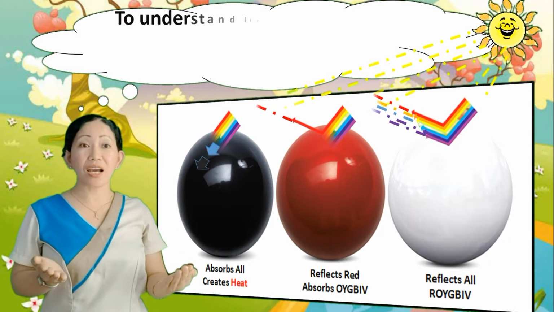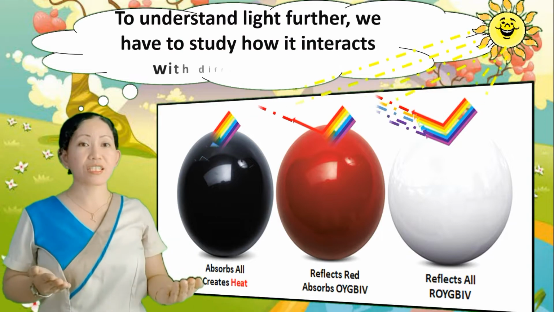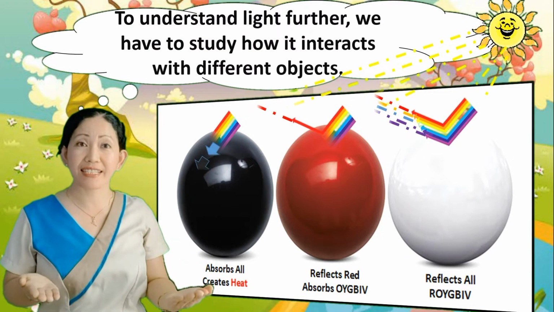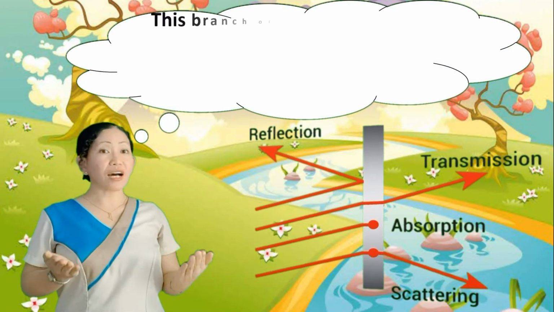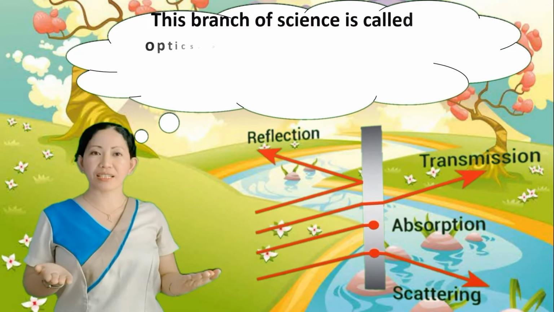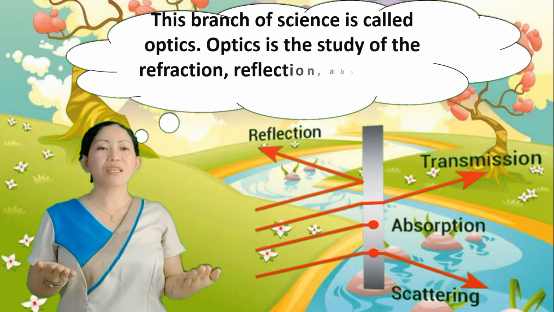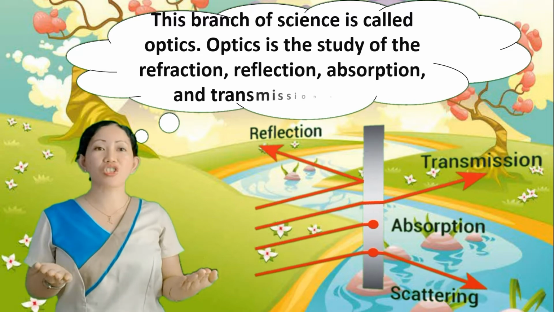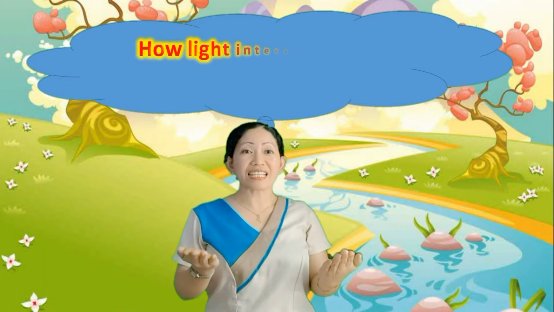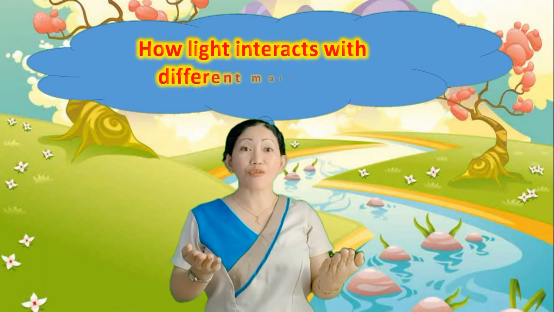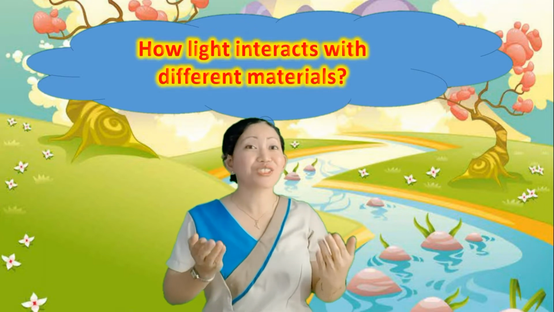To understand light further, we have to study how it interacts with different objects. This branch of science is called optics. Optics is the study of the refraction, reflection, absorption, and transmission of light. How light interacts with different materials. All right, let's find out together.